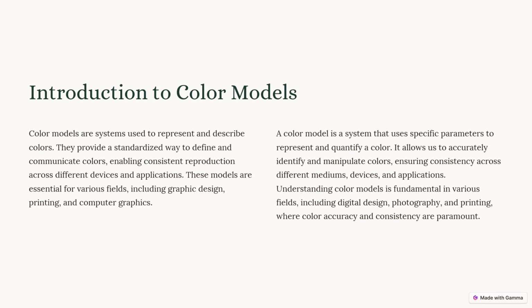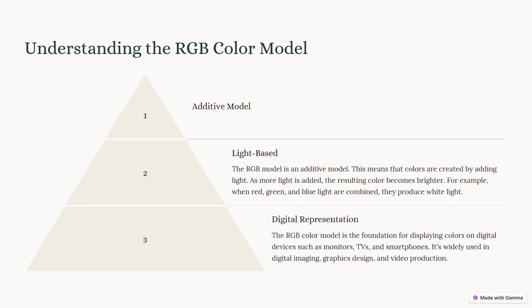A color model is a system that uses specific parameters to represent a quantity of colors. It allows us to accurately identify and manipulate the colors, ensuring consistency across different mediums, devices, and applications. Understanding color models is fundamental in various fields, including digital design, photography, and printing, where color accuracy and consistency are important.